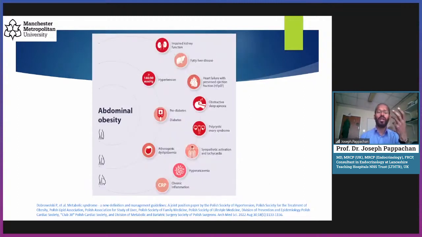Metabolic syndrome and abdominal adiposity can be associated with a lot of illnesses in every organ system in the body, which can cause abnormal kidney function, metabolic associated fatty liver disease, heart failure with preserved or even reduced ejection fraction, sleep apnea, polycystic ovary syndrome, sympathetic overactivation and tachycardia, and hyperuricemia, which all result in a chronic inflammatory state that is associated with the syndrome.